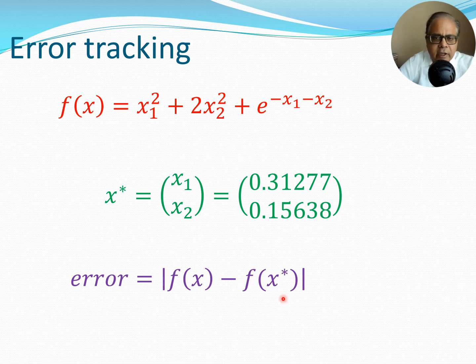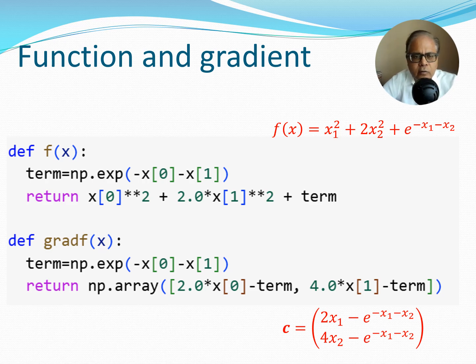to convergence. So instead of tracking the norm of the gradient vector, I'm going to track the absolute value of f(x) at any point minus f(x star), where x star is given by this value here. Now let us start looking at the different functions we are going to use in the Python code.